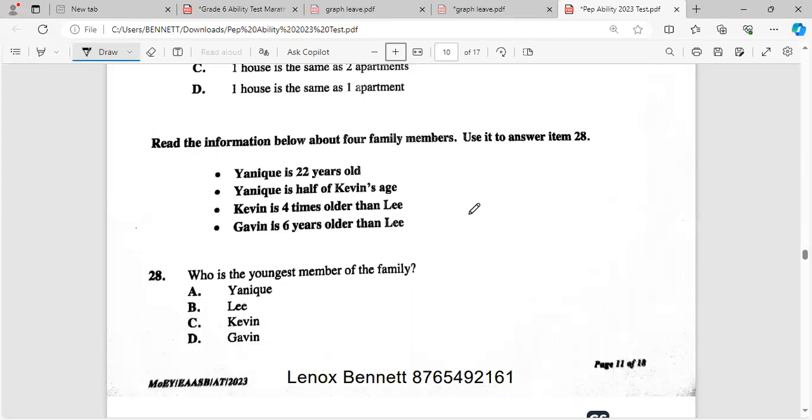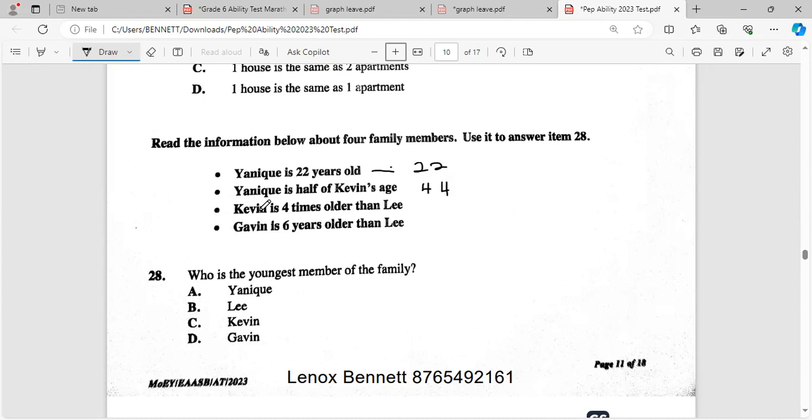Sir, can I explain? You have to. What would be your answer then? You can't just say we disagree alone. Yannick is 22 and Lee is 11, so Yannick is older than Lee. Yannick is 22, that was given, and Kevin is 44. Yannick is half of Kevin's age. That means you double Yannick's age. Kevin is 44, sir.